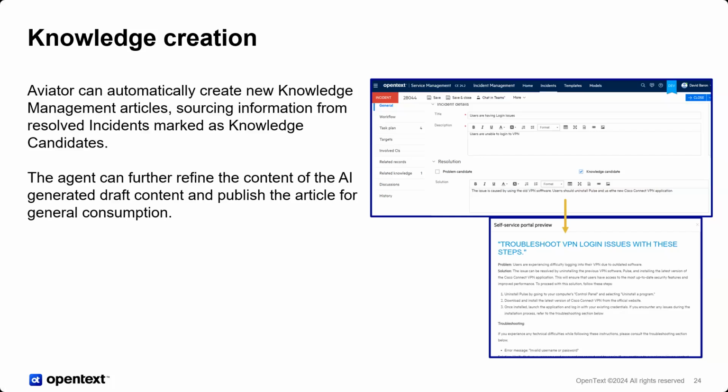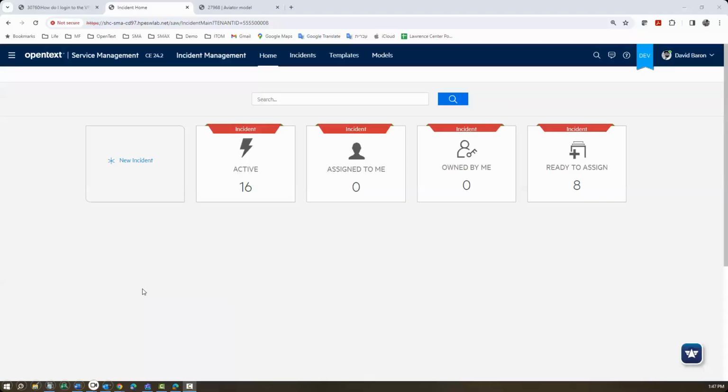So what we're going to do is take that input that's come from the ticket, and automatically create the knowledge article content so that it only needs a final review before it needs to be published for general consumption. Something that makes a huge productivity gain and helps the overall knowledge management process. So let's have a look at that.